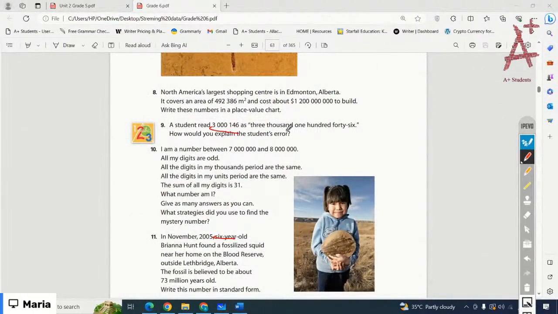Okay, the next one is a student read this number as 3,146. How would you explain the student's error? Student is not correct, right? That isn't 3,000. That would be ones, tens, hundreds, thousands, 10,000, 100,000, million. That would be 3 million and 146, right? Not 3,000. This one is 3,146, right?